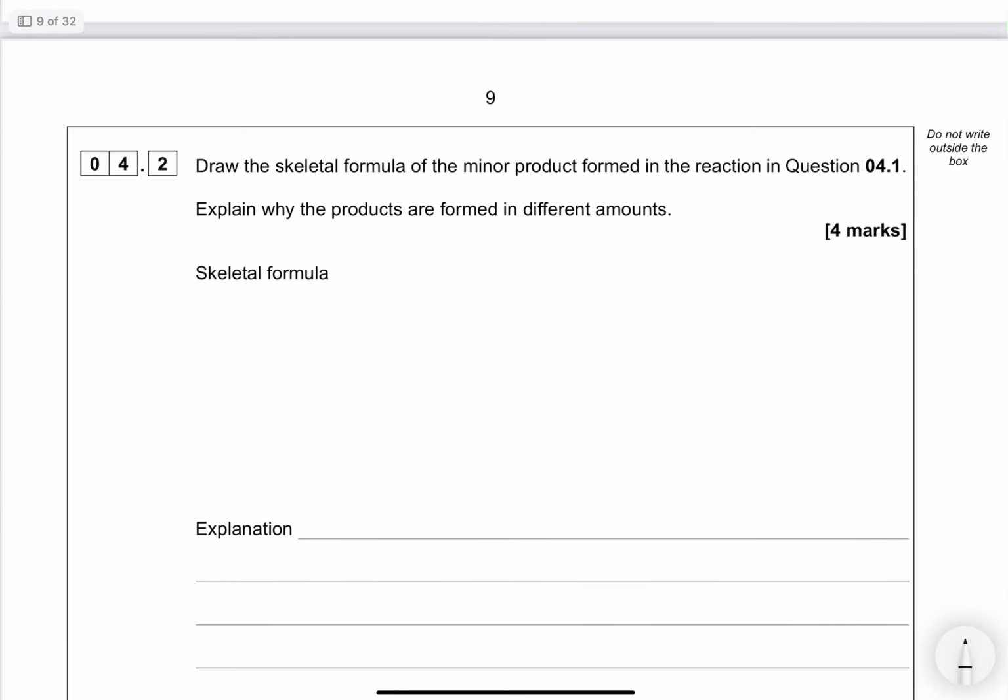Draw the skeletal formula of the minor product. So remembering back to the mechanism, we had a choice to put the plus here or here. And this time, if we put the plus on the carbon on the left, the Br will end up on the carbon on the left. And so we'll end up with this structure. And explain why the products are formed in different amounts.